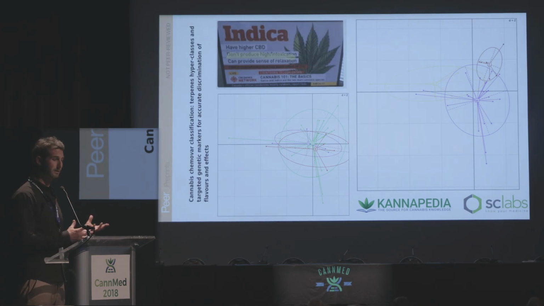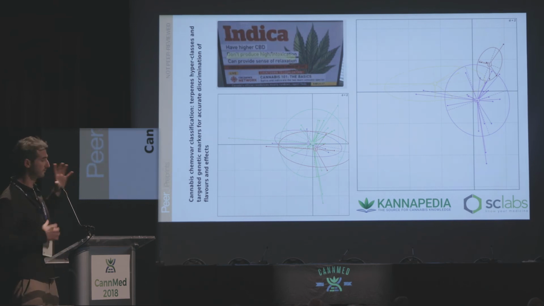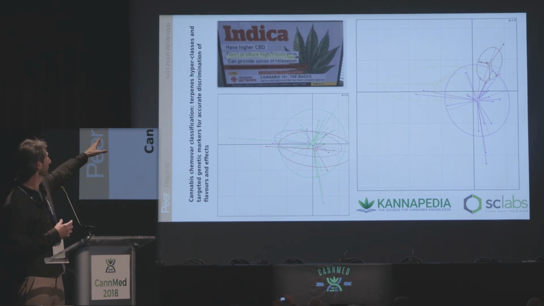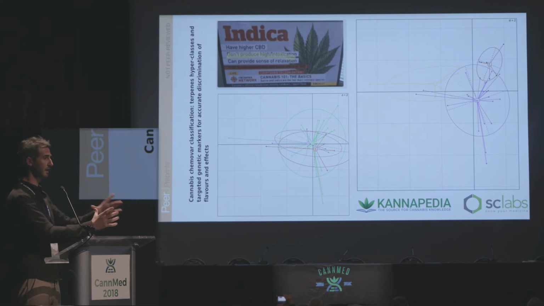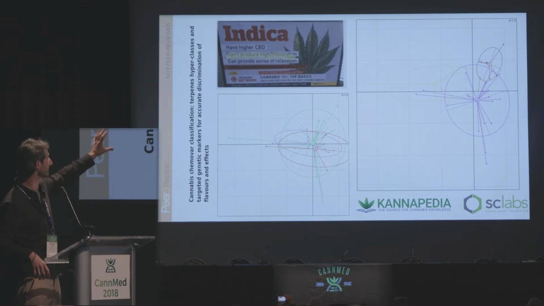So I took data from the internet on terpene expression, and then what I did there is that I forced the software to say, okay, on the left here, I'm going to say indica, sativa, hybrid. How do they differentiate themselves? As you can see, they're all overlapping.